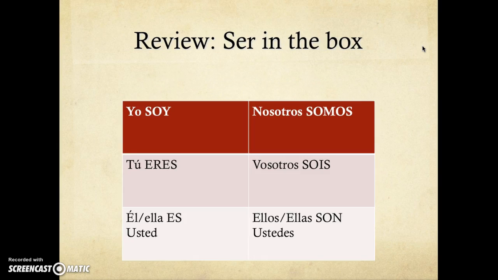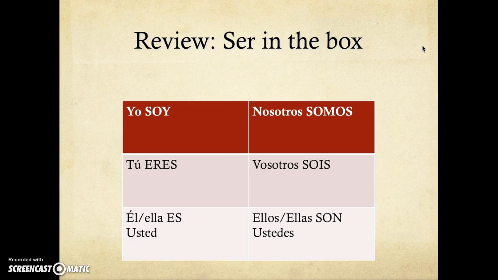Más repaso. Ser in the box. Now we're going to put that verb and conjugate it in the form of the box that we just used, singular and plural. Tenemos yo soy, tú eres, él, ella, usted es, nosotros somos, vosotros sois, ellos, ellas, ustedes son.